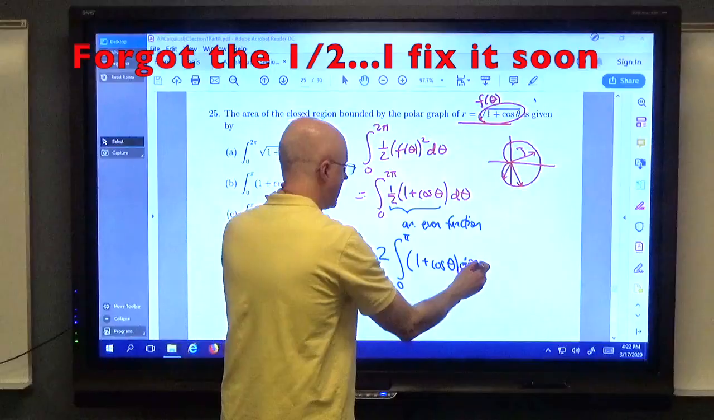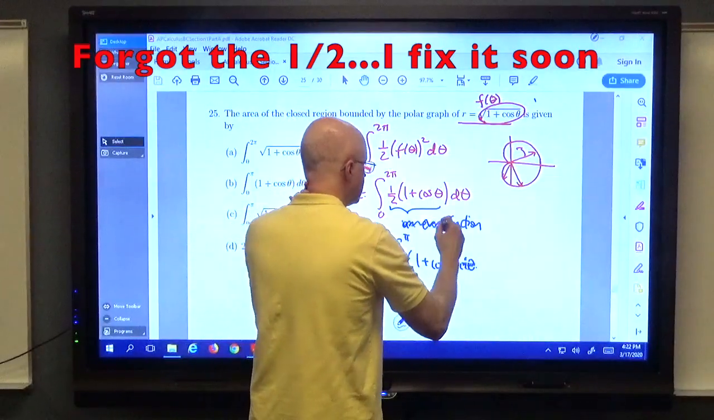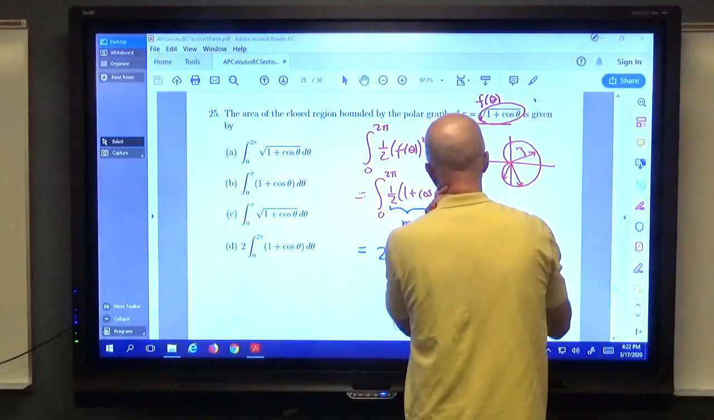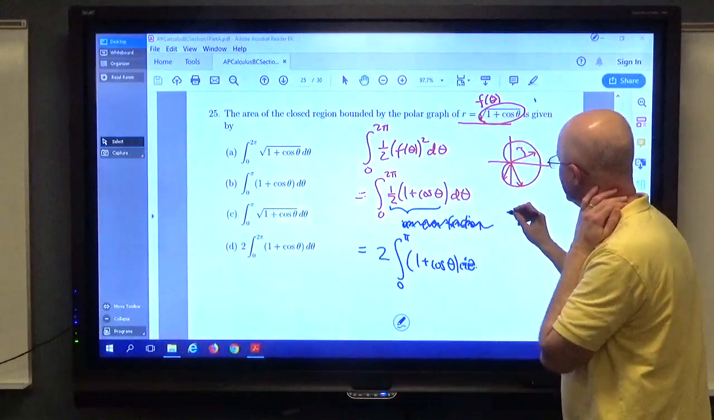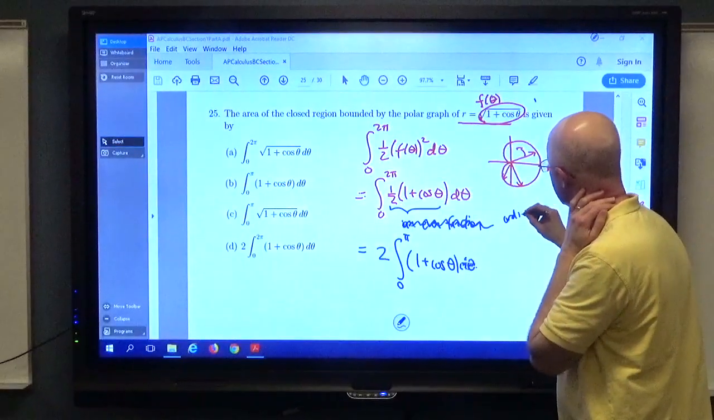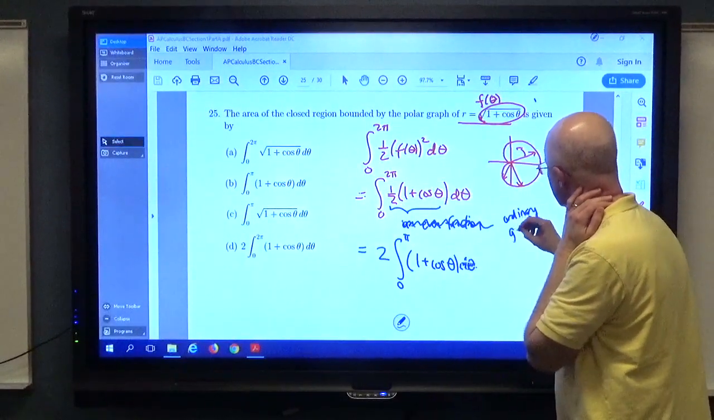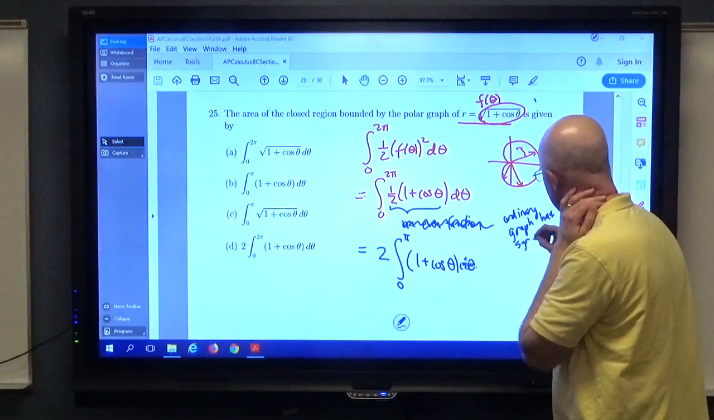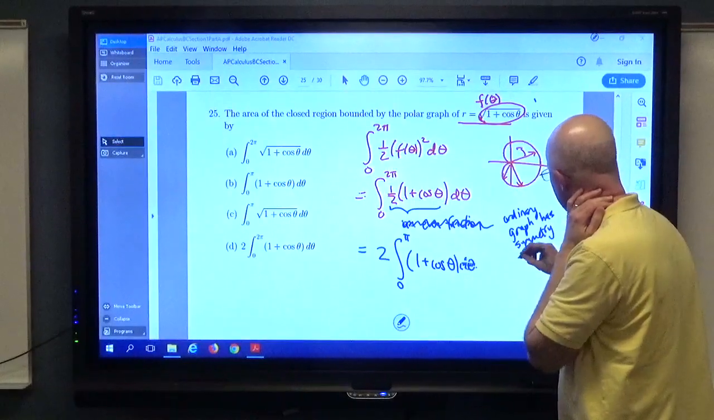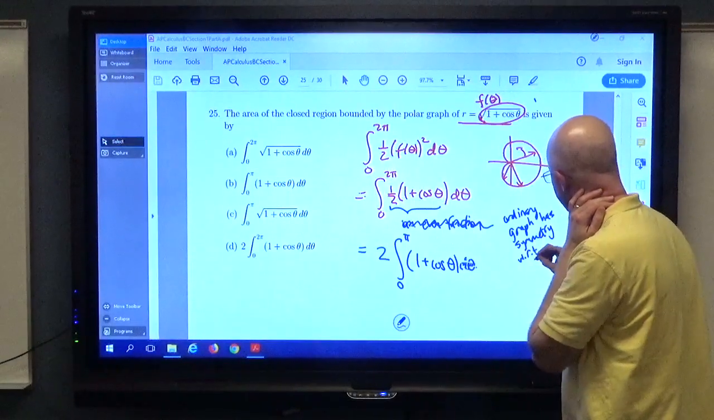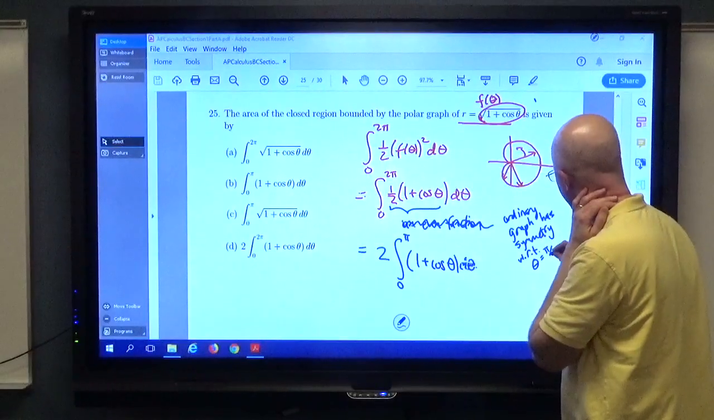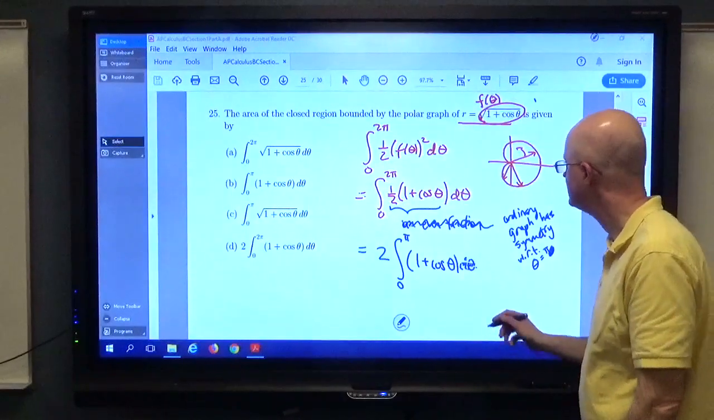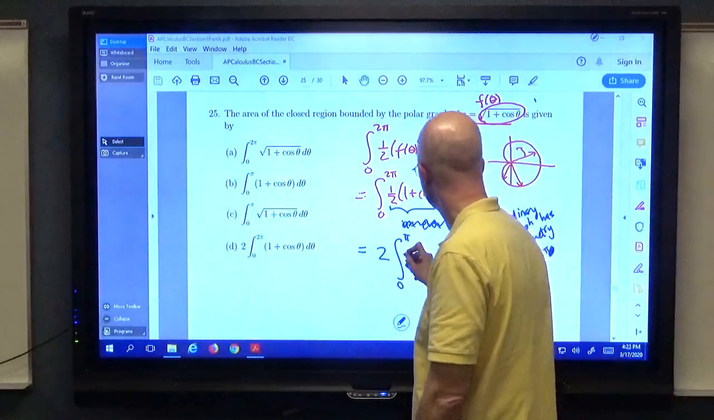It does give the right answer, but the reason is not because it's an even function. It's got symmetry with respect to theta equals pi. The ordinary graph has symmetry with respect to theta equals pi. Oops, and I forgot my 1/2 here too.